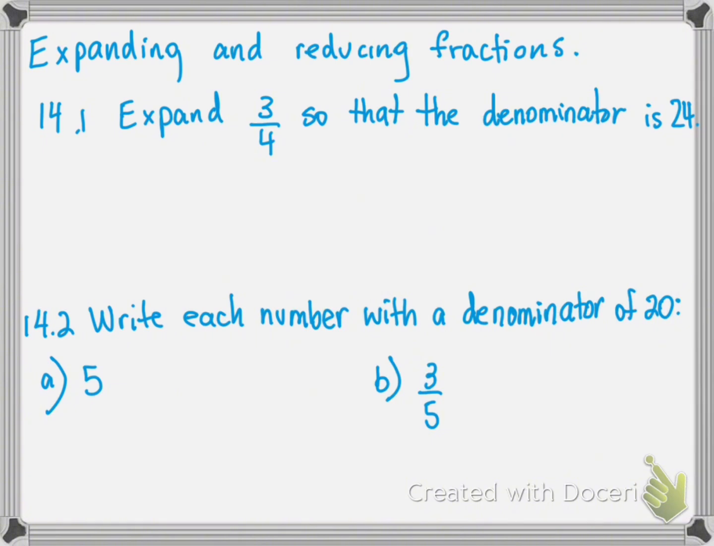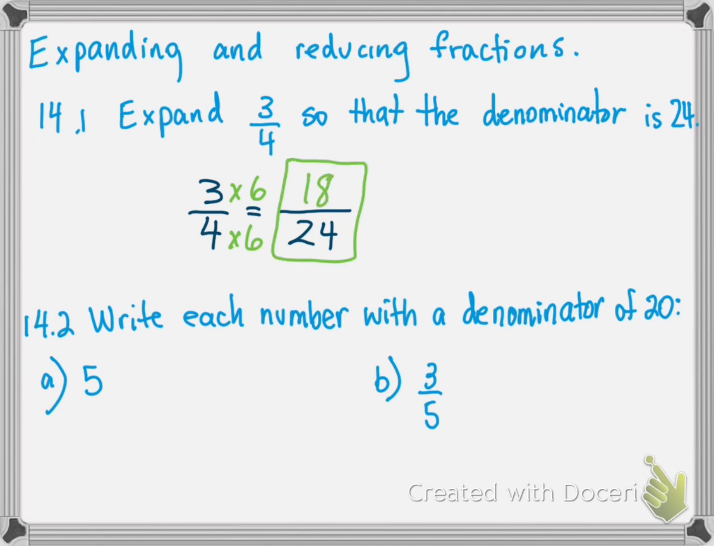So if it says that we have to expand 3/4 so that the denominator is 24, what we want is to have 24 in the denominator. So what we need to see is what number are we multiplying that for to get to 24. And in this case, we're going to multiply times 6. Now, if we multiply the bottom, we also have to multiply the top, and we get 18.